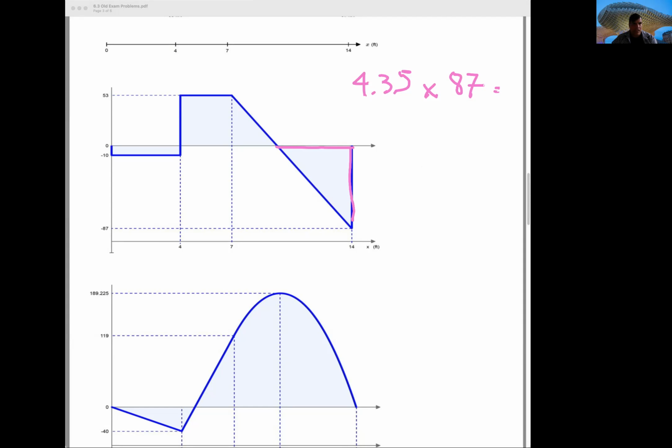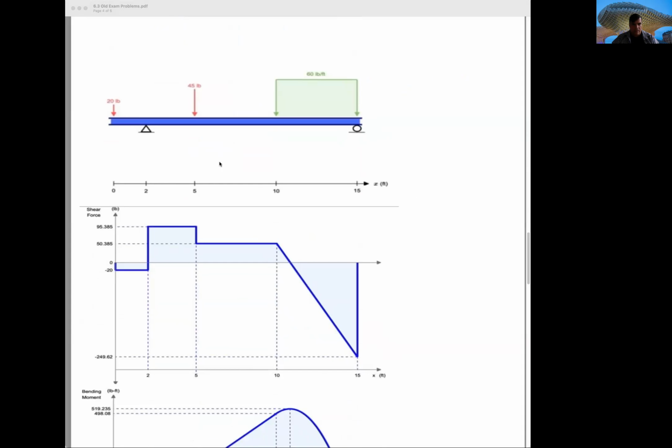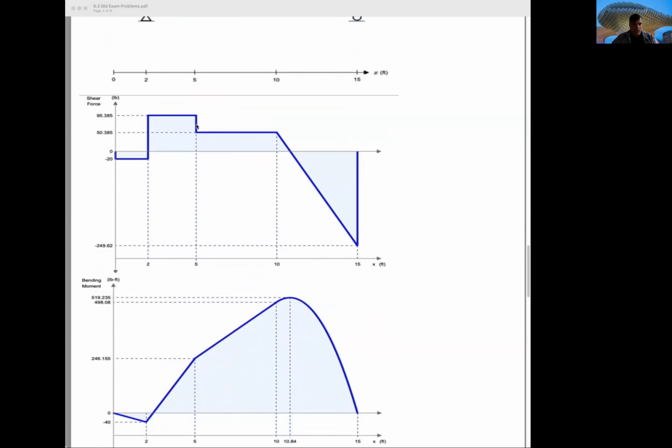Well, we're ready with this exercise. Let's clear everything and go to the next. It's very similar, you see? We calculate one area. I will not do it because it's easy, but this area is 20 multiplied by 2, it's minus 40. The next one is 95.385 multiplied by 3, and it's like 216.155, this line. The next one is 50.385 multiplied by 5, and it's whatever I need to arrive at 498.